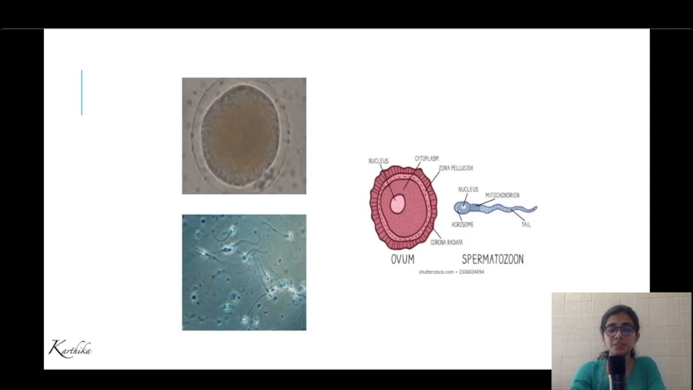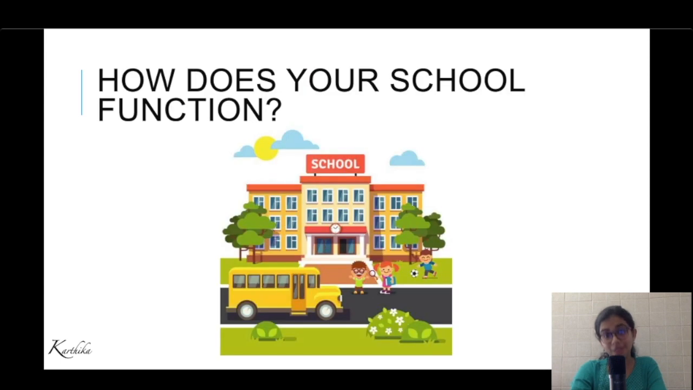Now coming to the function of cells, before we get into that, let's look at the example of our school itself. How does your school function? Besides teaching you, a school has other functions like getting you admitted, making rules for everybody, decision making, managing the school supplies, transporting, and so many other functions.